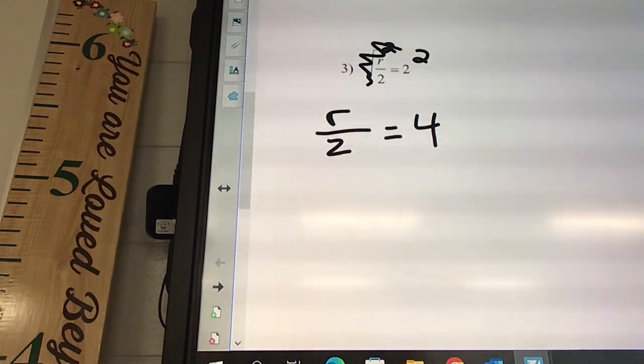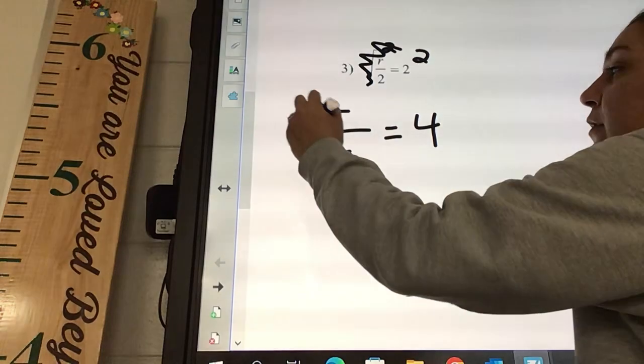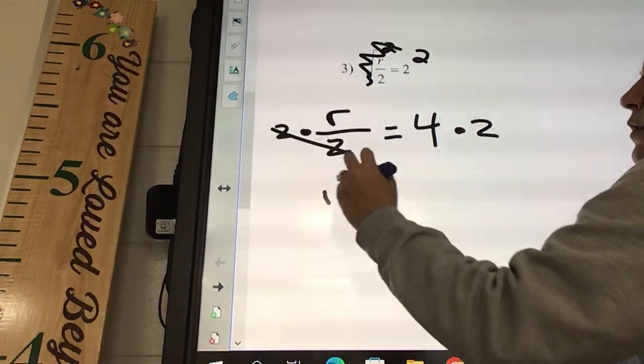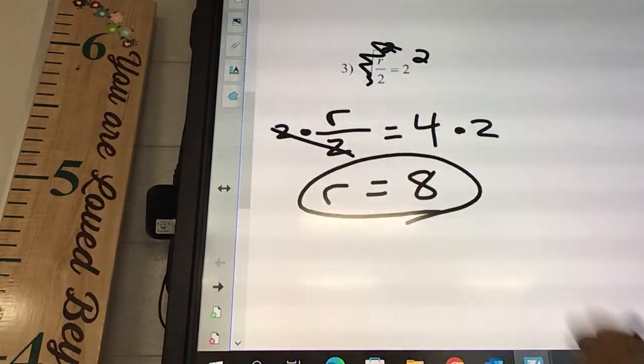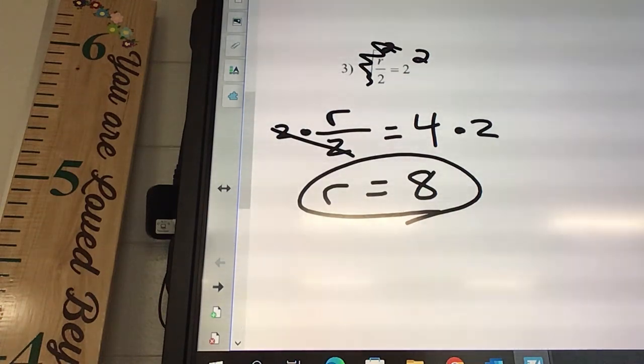Okay, and then what does r over 2 mean? It means divide, so we're gonna times by 2 on both sides. So times 2, times 2. So we get r equals 4 times 2, it's gonna be 8. Wait, so like number 4, we would divide by 3? Yep.